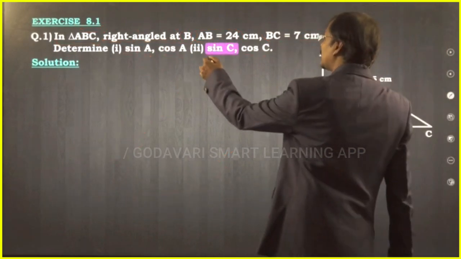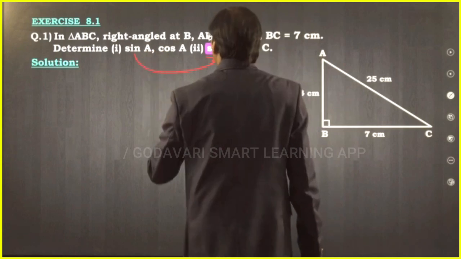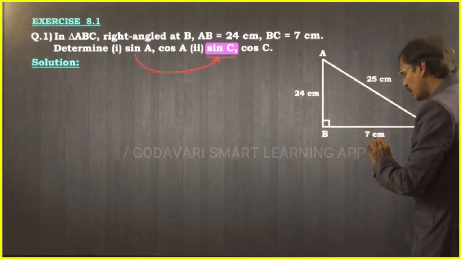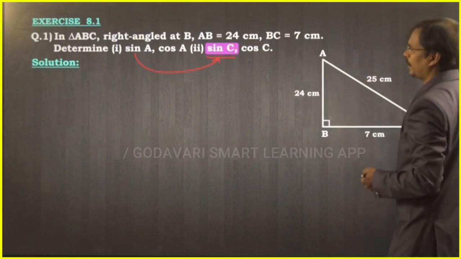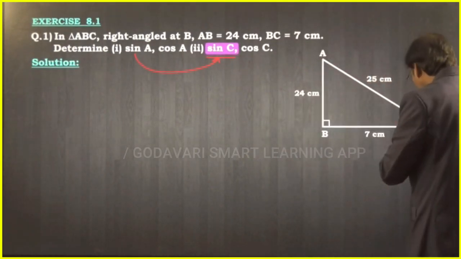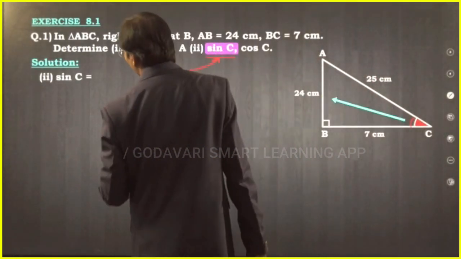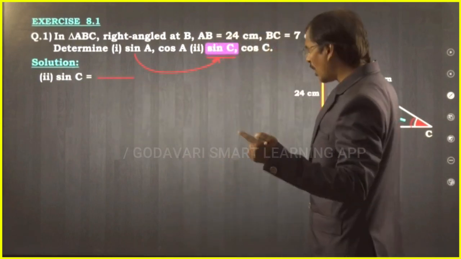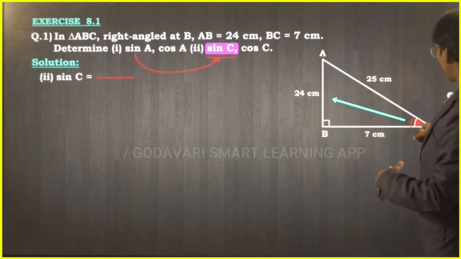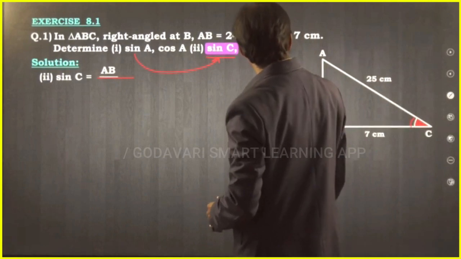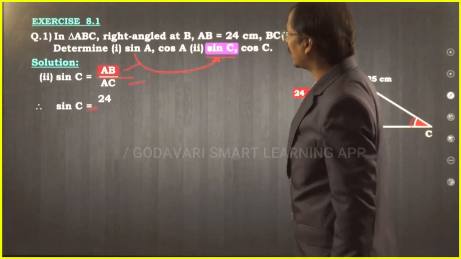The second question is sin C. There is a difference between sin A and sin C. In sin A, we consider the side opposite to angle A. But in sin C, we have to take the side opposite to angle C. Sin C is the side opposite to angle C, which is 24, that means AB, by hypotenuse AC. AB by AC is equal to 24 by 25.